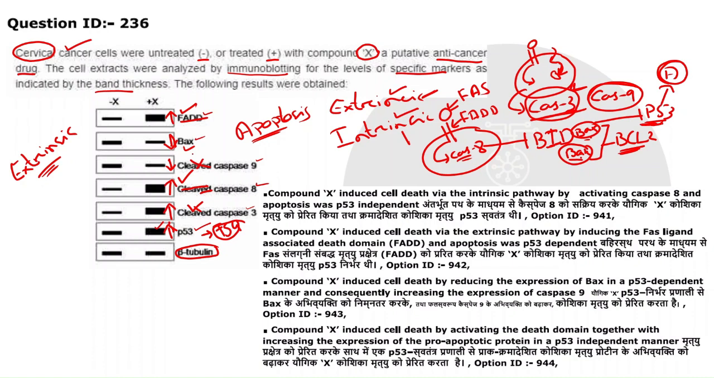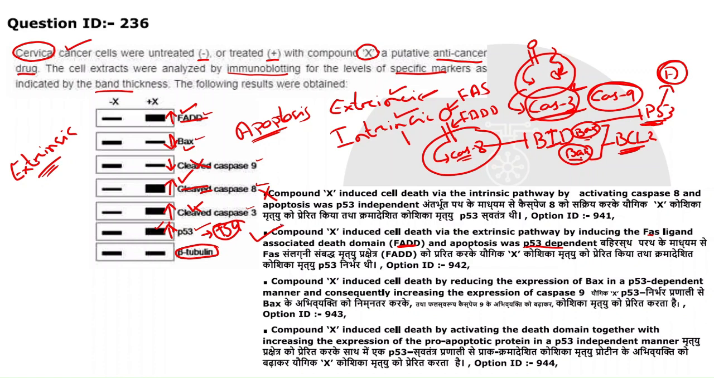Let's see which option is correct. Option 1, compound X induced cell death by the intrinsic pathway. No, we saw that this is from the extrinsic pathway. Option 2, compound X induced cell death via the extrinsic pathway, by inducing Fas ligand association with FADD. Yes, the expression of FADD is increased, meaning it induced the binding of Fas ligand with FADD, and apoptosis was P53 dependent. Yes, this apoptosis is P53 dependent. So this is the correct option.